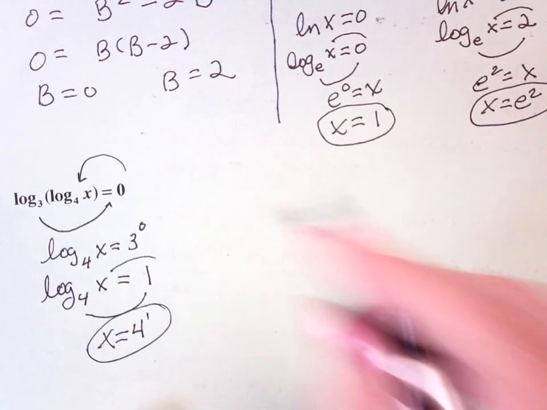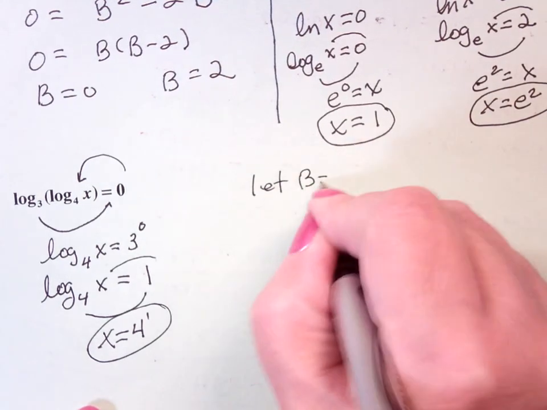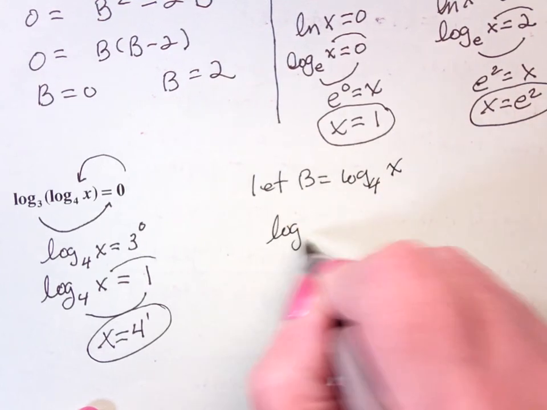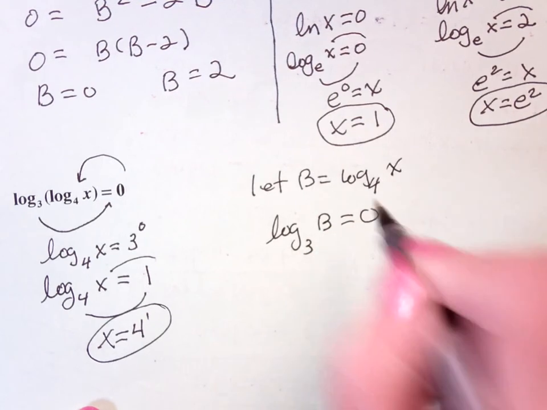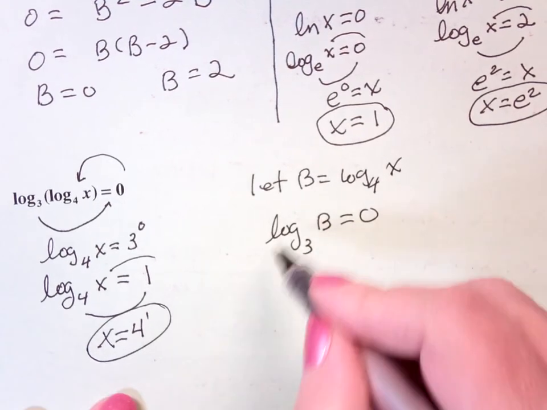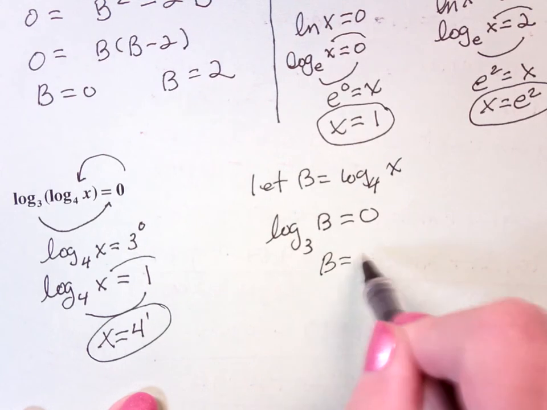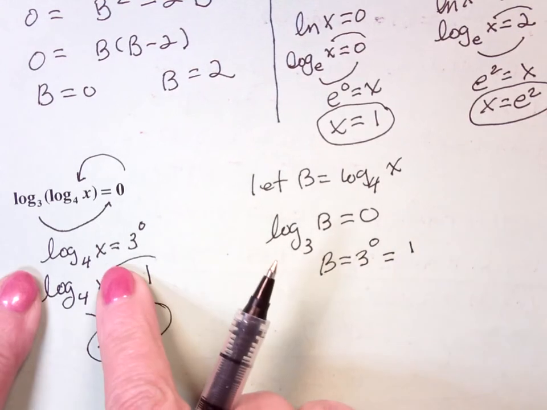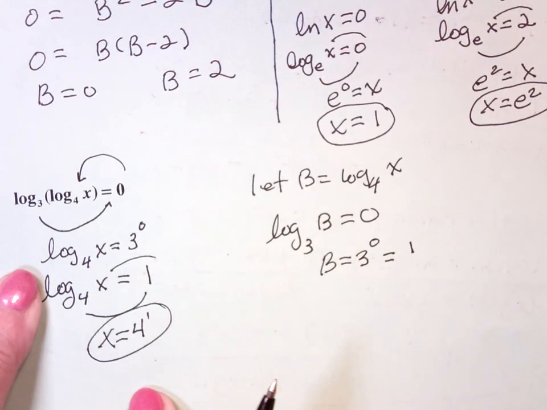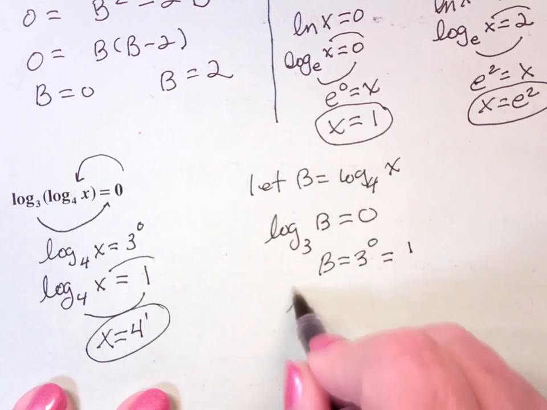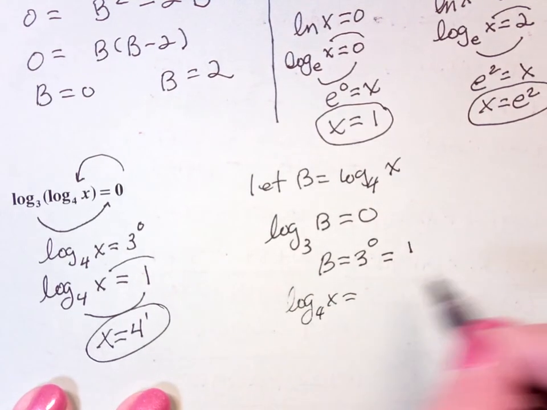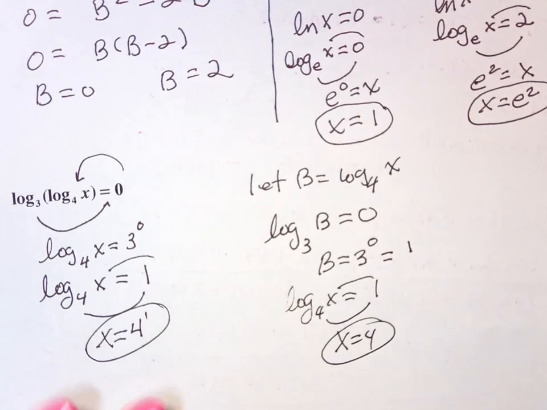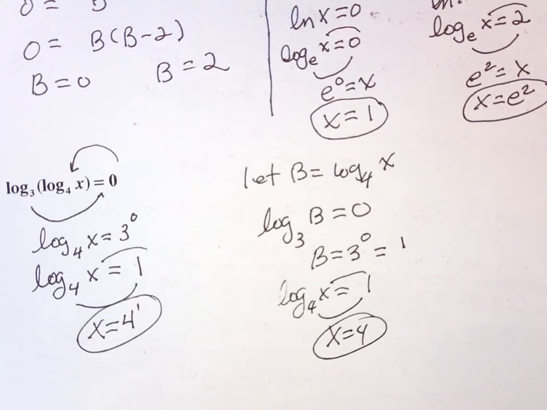Or you could, if you wanted to, let b be equal to log base 4 of x. Then you would say log base 3 of b equals 0, and then you'd work it out. And then from here, you would say b equals 3 to the 0, which is 1. b equals this, and then you'd work it down. At that point, b would be log base 4 of x equals 1, or 4 to the 1 equals x. X equals 4. That'd be another way of coming at it if you wanted to do a substitution. Either way.